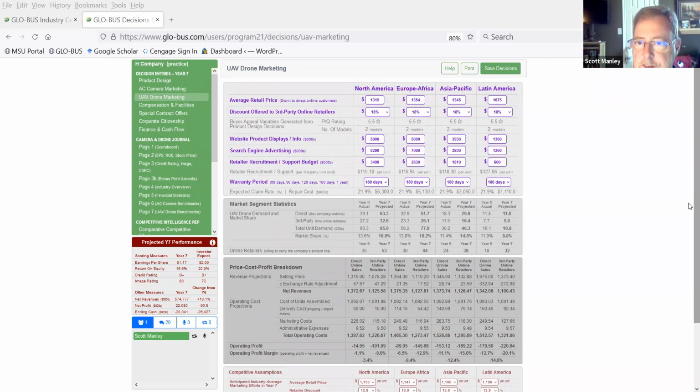1315 plus 1354 plus 1345 plus 1675, and divide that by 4. Okay, that gives me a price of $1,422.25, which is roughly a $50 premium over what I wanted to charge for my product. But it's still not enough of a premium because I'm losing money in every market.